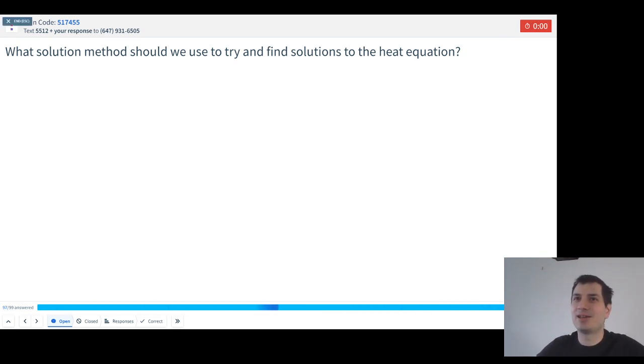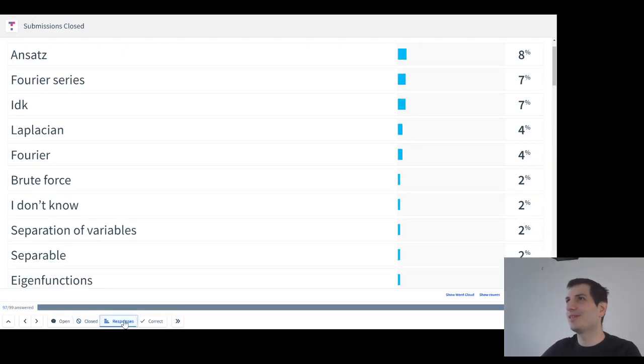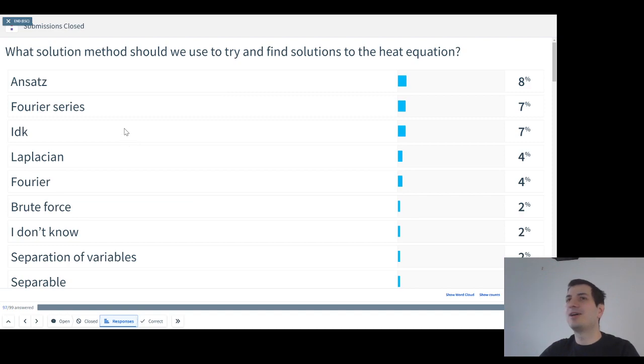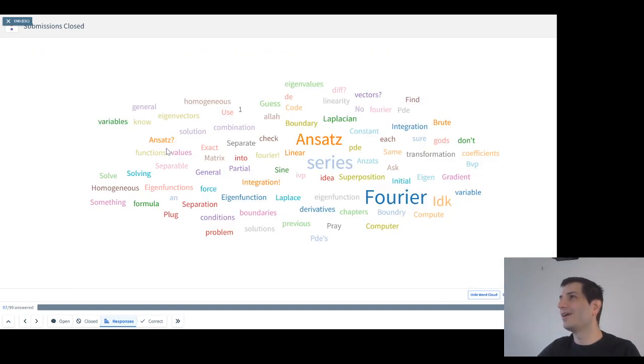Let's see what people said. What's the best solution method in the course? That could be the other question. People are saying Fourier series. Some people are saying Laplacian, but the most common answer is ansatz. Ansatz, also good. So Fourier series is not the right answer.